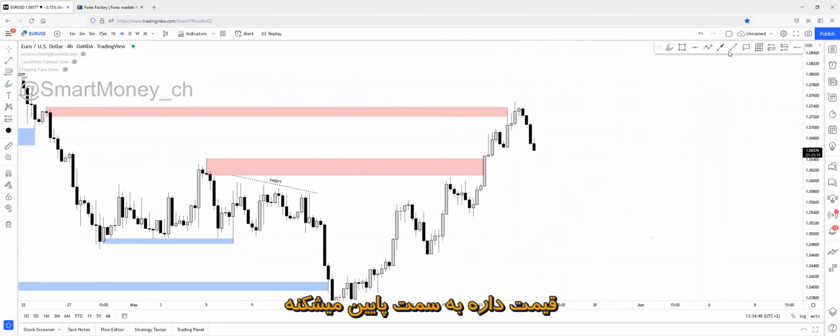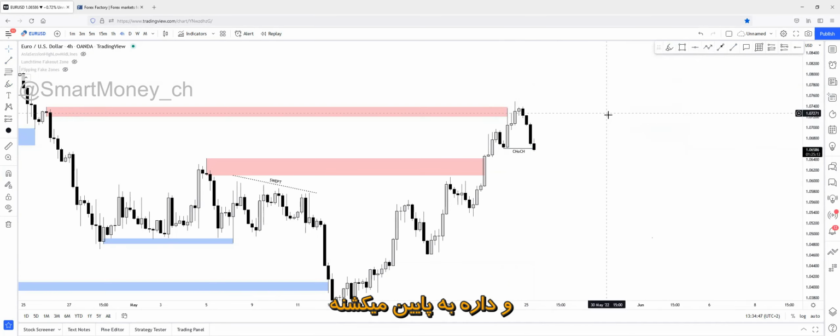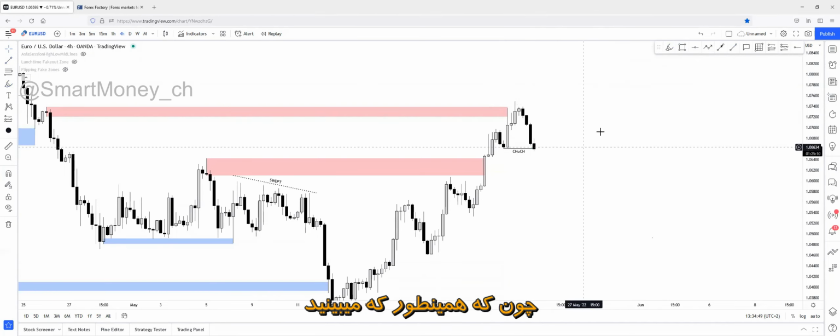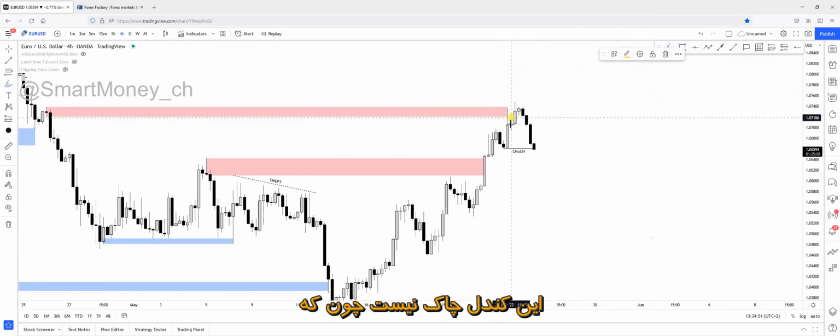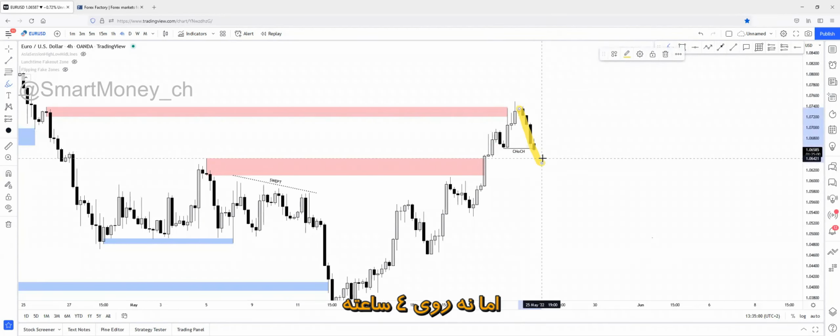And as you can see, price is currently breaking below the last recent demand zone, not just reacting on this zone, but breaking below it. And that's why this will be a change of character, because as you can see, this candle isn't a change of character because it couldn't body break over this last recent wick. So this is the last recent low point for us. And if this zone breaks, there will be a change of character on the 4-hour chart.